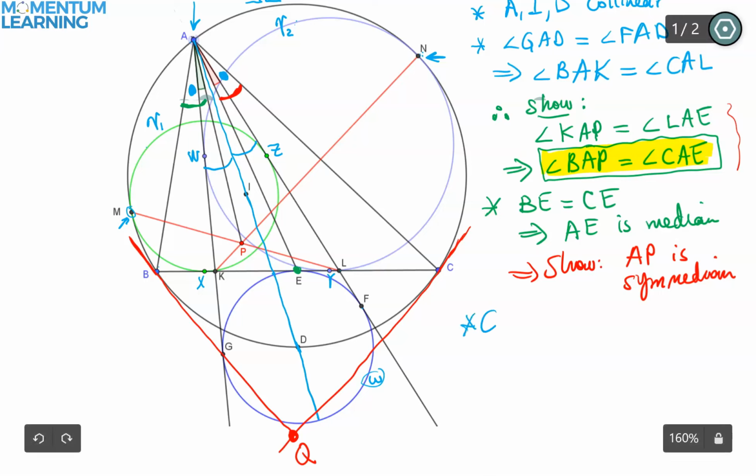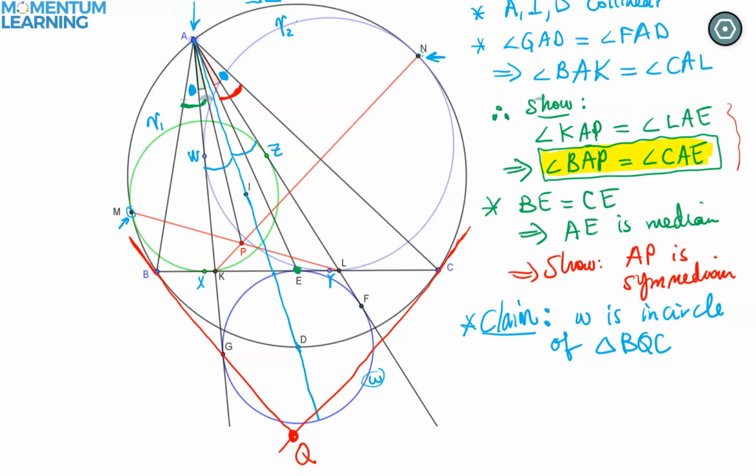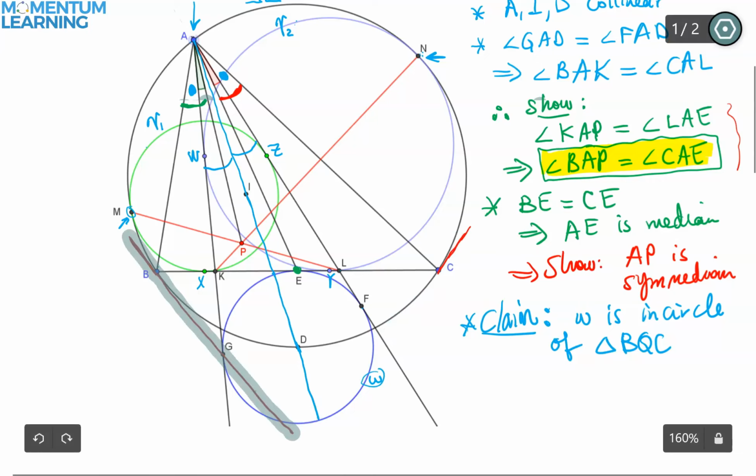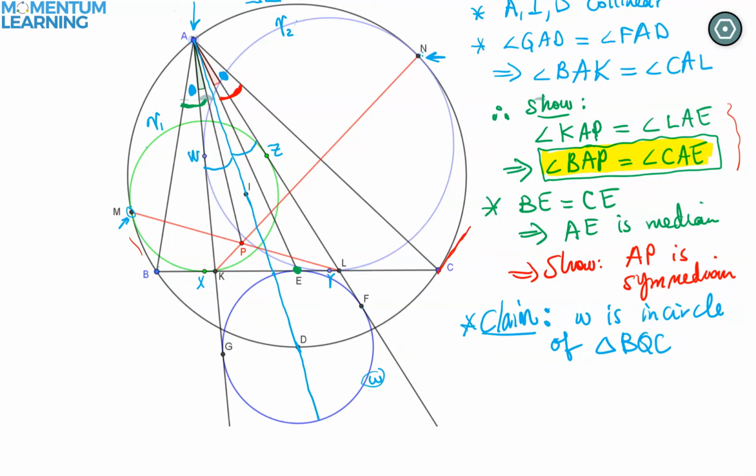So the claim is, you're probably thinking, could it be that the blue circle omega is the incircle of triangle BQC? Could it be that? So yeah, I tried to kind of answer. Wow, so that would be perfect. So let me just get rid of this. So really, wait, can it be? But why would that be so?